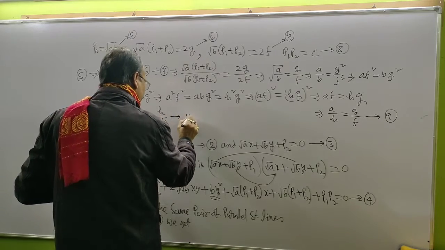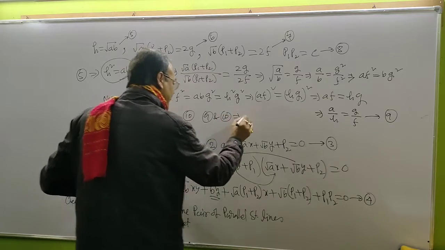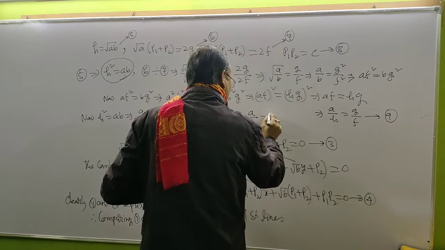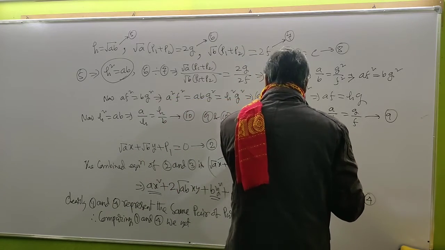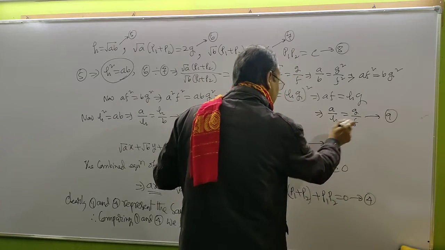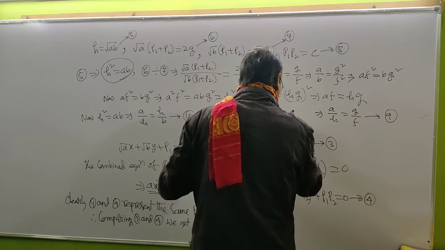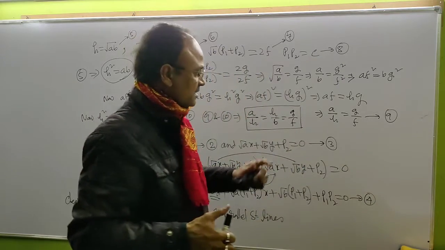Suppose this is 10. From 9 and 10 you will get a by h equal to h by b, and a by h is equal to z by f. This is the required condition.